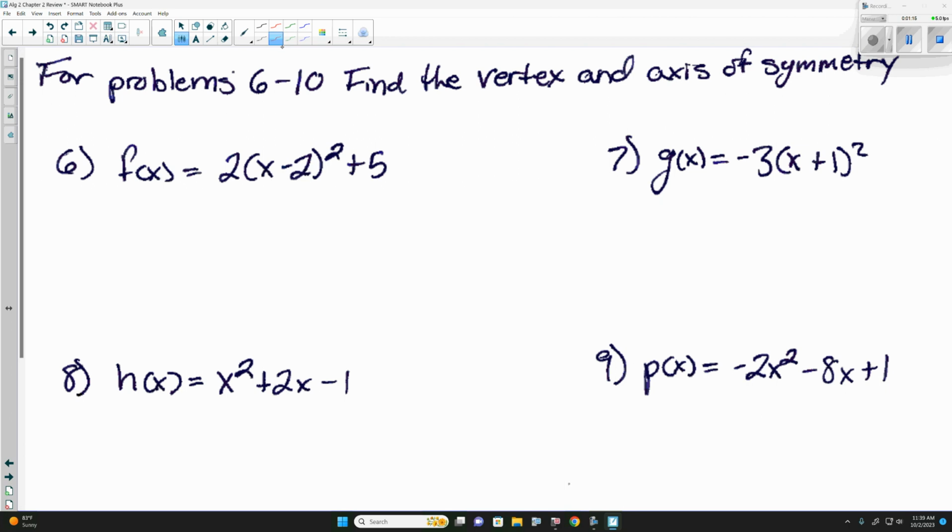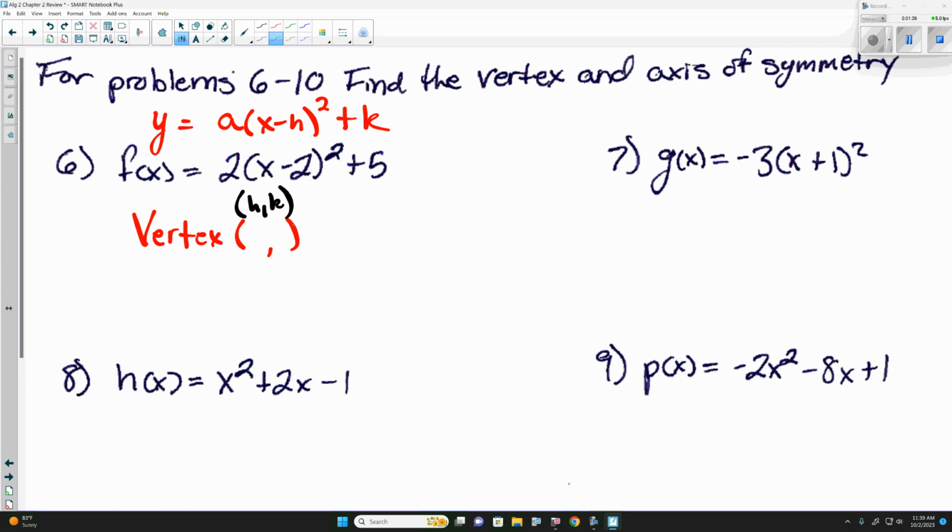Now, when we look at the first one here, this matches up to our vertex form, our y equals a times x minus h squared plus k. And the vertex in the general form is the point h comma k. Our h value for these here is located inside the parentheses, and our k value is located outside.